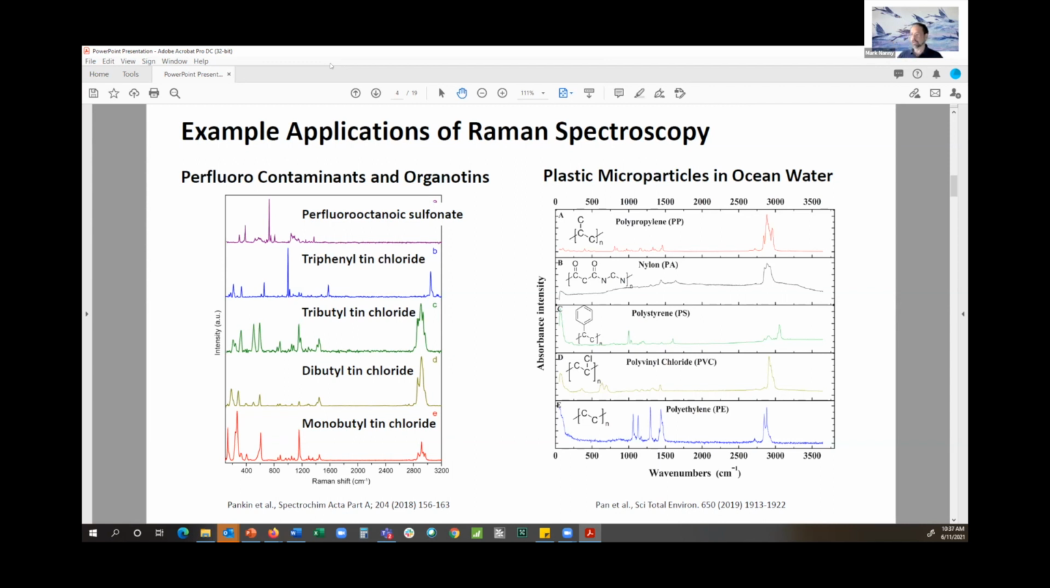Over on the right-hand side, I show an example of plastic microparticles that have been collected in ocean water and that have been identified with Raman spectroscopy. And Raman spectroscopy is becoming the tool of choice to identify microplastics in all kinds of water for the very reason that these polymers are so sensitive to Raman. And so you can really identify what kind of polymers we have. No other spectroscopic technique can do this as Raman can for polymers.